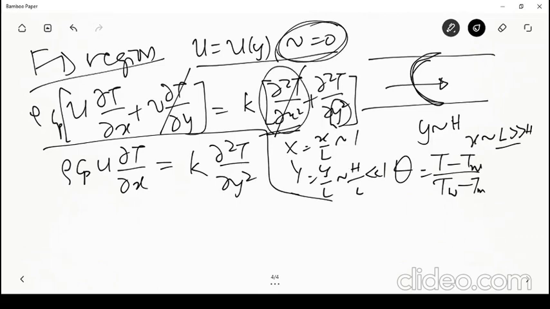So this is the equation that is applicable in the fully developed region. The assumption for full development is that v is 0 for hydrodynamic full development, and ∂²T/∂x² is negligible as compared to ∂²T/∂y² in the thermally fully developed region. So those are the assumptions that we are putting. So this equation is correct.